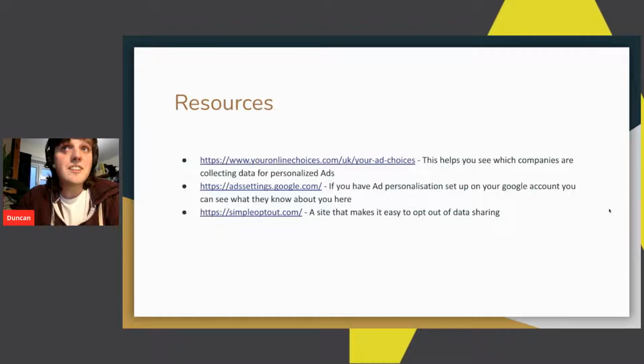If you've got ad personalization set up on your Google account, the second link is quite interesting actually. If it's set up, you can see exactly what they think they know about you. Sometimes it's bang on, sometimes it's really wrong, but it can be very interesting. And finally, there's a link at the bottom for a site that makes it easy to opt out if you should so wish.